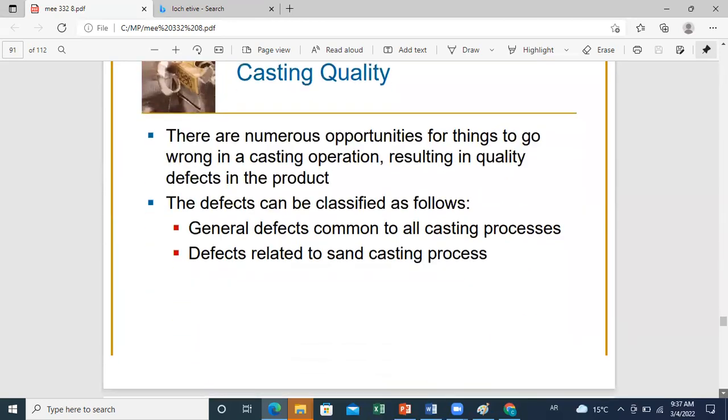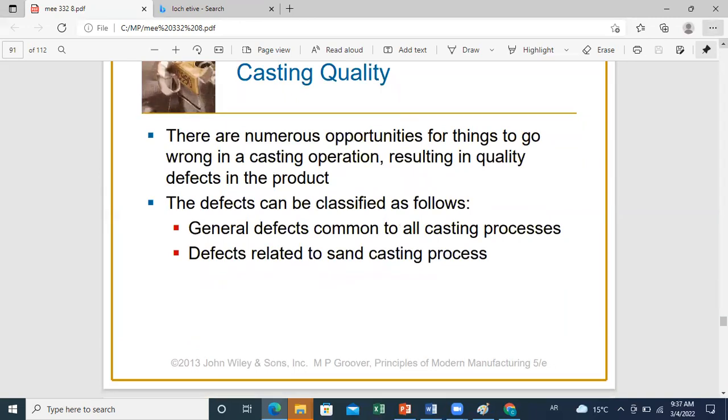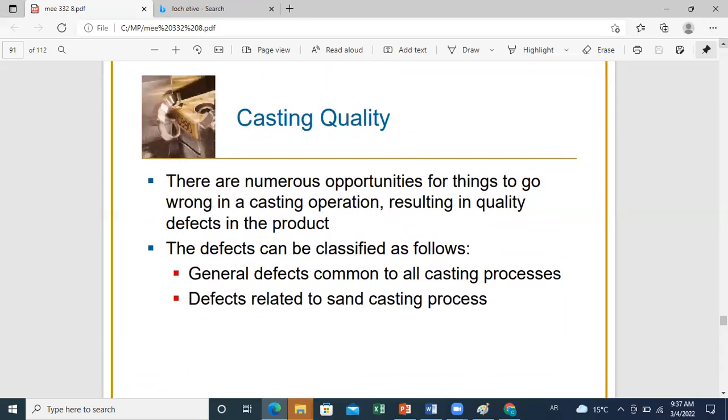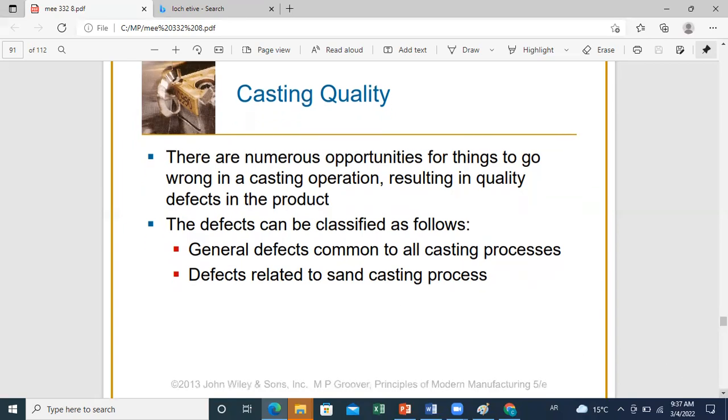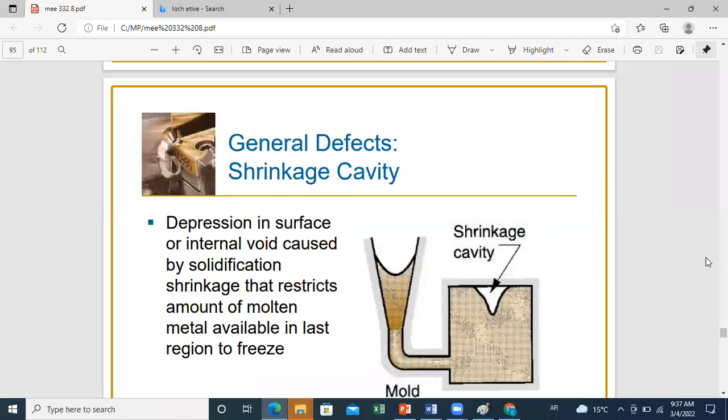Now, concerning the defects, we'll talk about what the different possible defects are and how we can try to avoid them. There are several opportunities for things to go wrong in a casting operation, resulting in quality defects in the product. The defects can be classified as follows. You have general defects that are common to all casting processes, and you have some defects that are related specifically to the sand casting process. We'll start first by describing general defects.